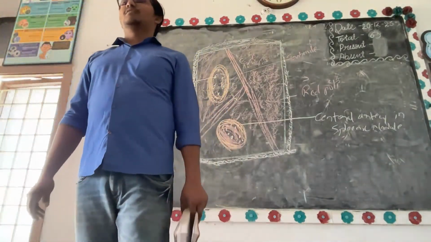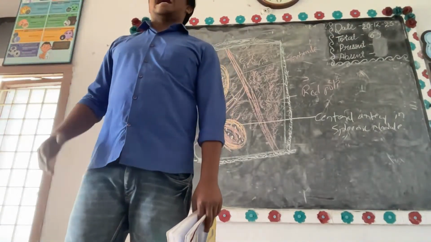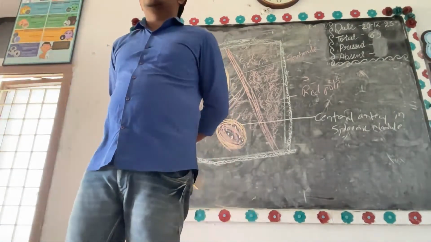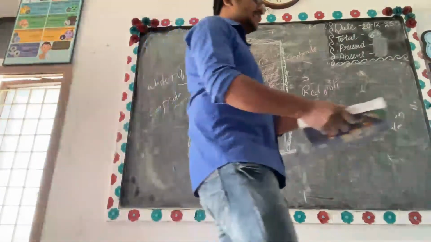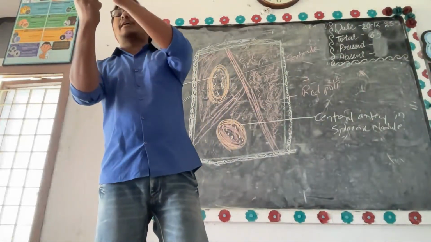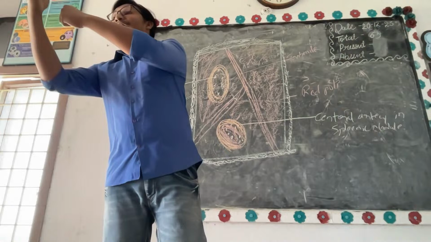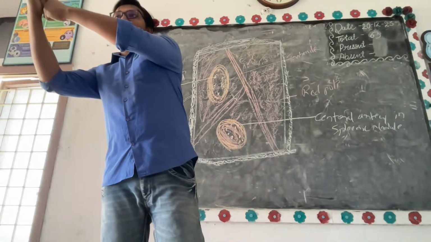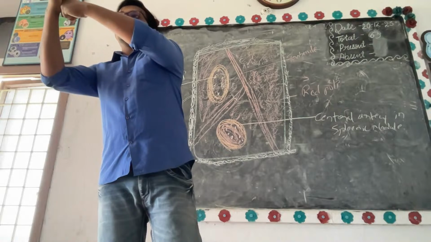Did you understand? Yes or no? Now, what is present anteriorly? Fundus. The spleen is sitting like this. The fundus of the stomach is coming and covering like this. Medially, the pancreas is coming and covering like this. From the left side, we have the kidney and the pancreas.